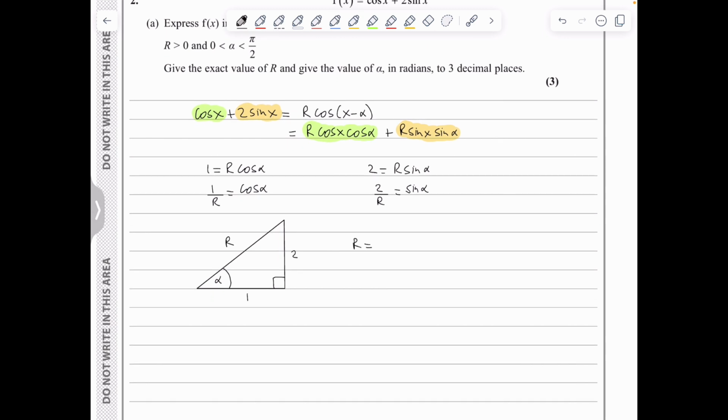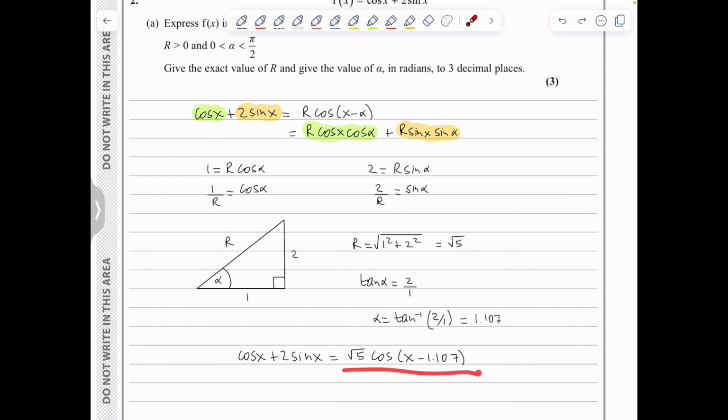So r is equal to the square root of 1 squared plus 2 squared, which gives an answer of root 5, whereas tan of alpha is equal to 2 over 1, which leads to alpha being shift tan of 2 over 1, which gives an answer of 1.107. And therefore we conclude that cos x plus 2 sin x is root 5 cos(x minus 1.107).